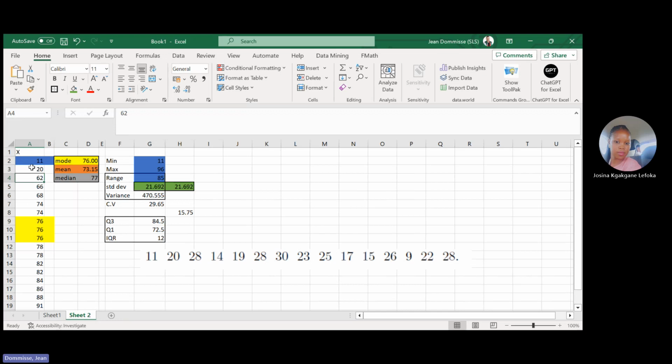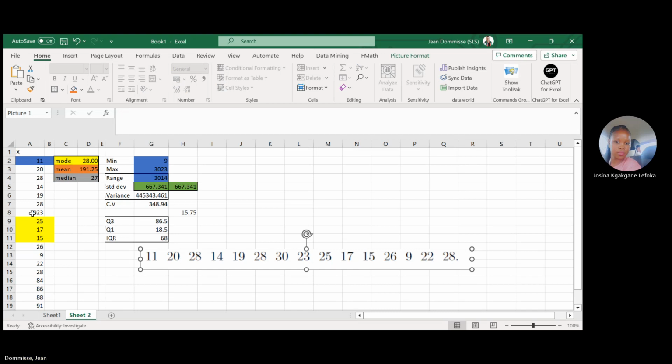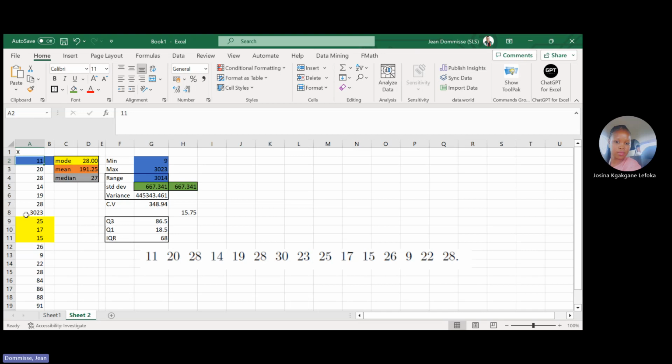You can automatically see every time that I change something that the numbers change. So that's 14, 19, 28, 30, 23, 25, 17, 15, 26, 9, 22, and 28. Okay, so in this instance, we now have less numbers. This one, oh, okay, let's just check something went wrong there.